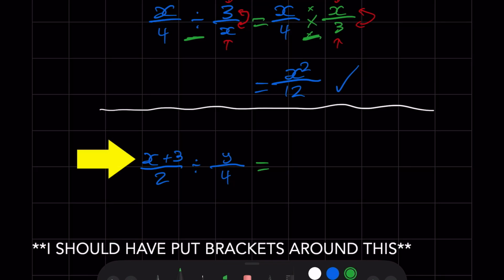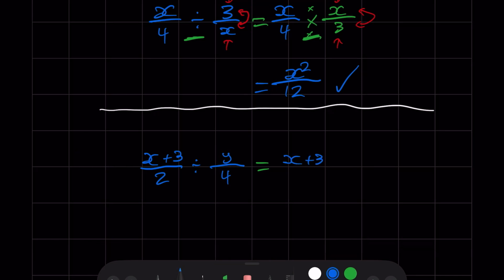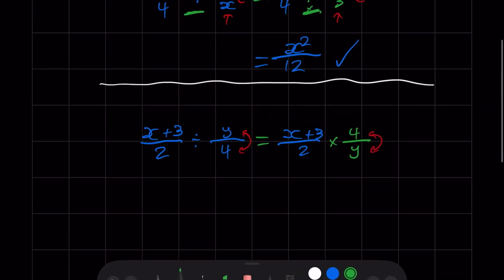Let's remember the first thing that we do here. We want to turn this into a multiplication to make it easier for ourselves. So we will go (x plus 3) over 2. We will leave that one alone. But instead, for this one, we will multiply it by 4 over y. We will flip this last one. We flip it. Once we've done that, we are then just multiplying the top and the bottom.